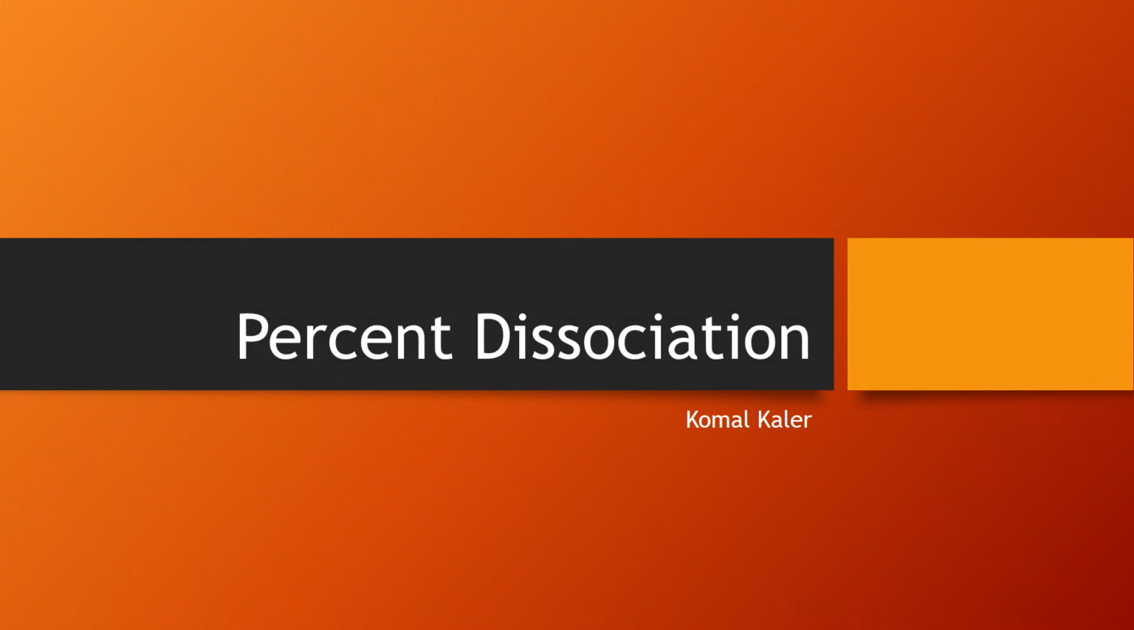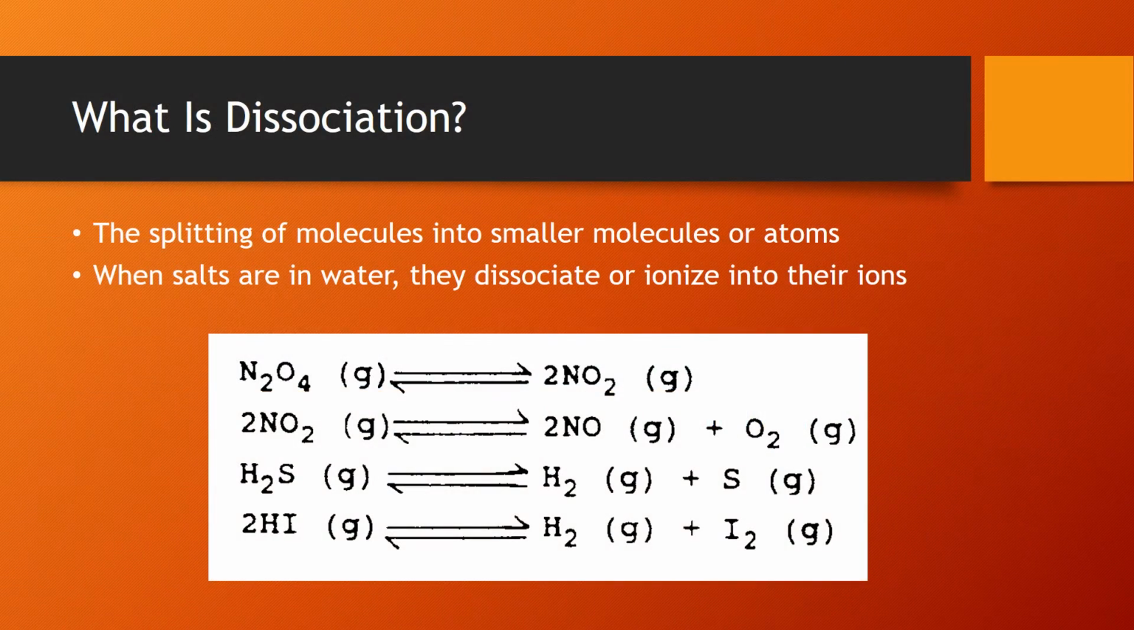Percent dissociation. What is dissociation? Dissociation is the splitting of molecules into smaller molecules or atoms. For example, hydrosulfuric acid will dissolve into hydrogen and sulfur ions. Salts will undergo this transformation when they react with water.